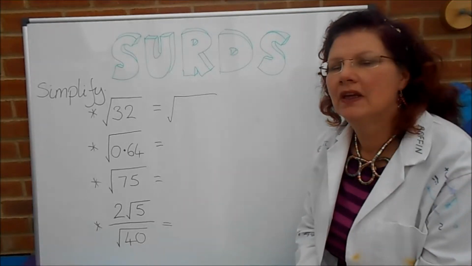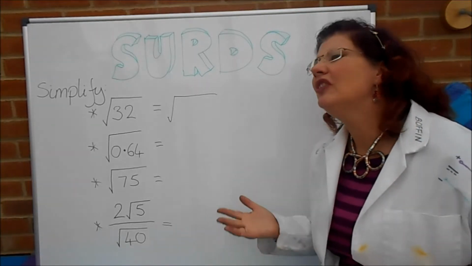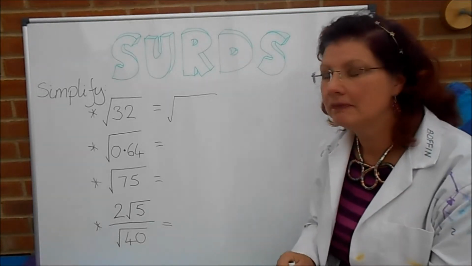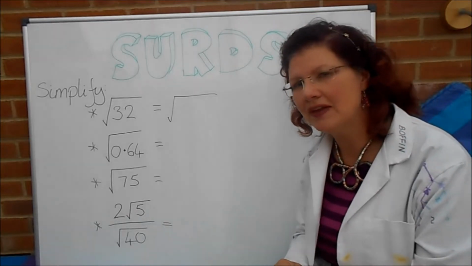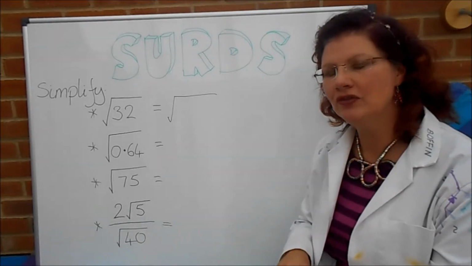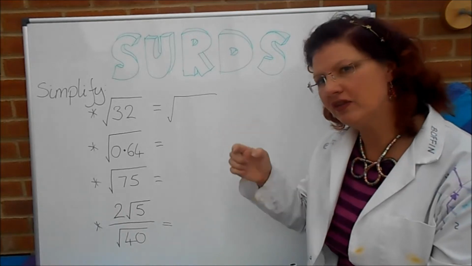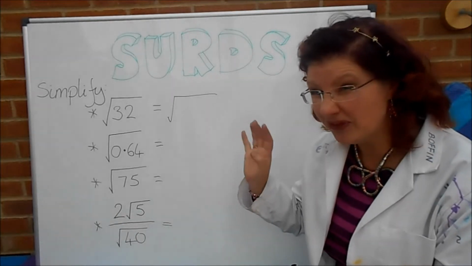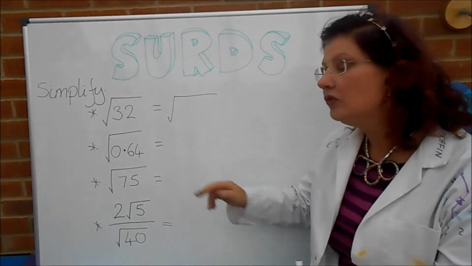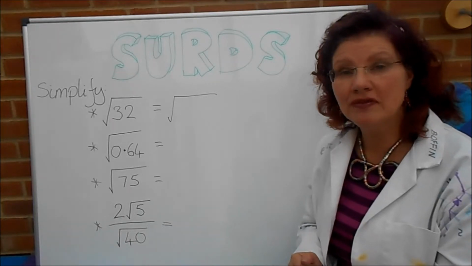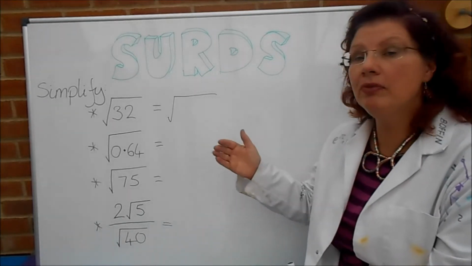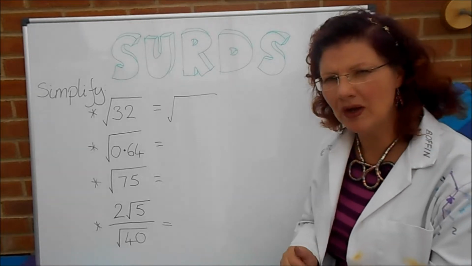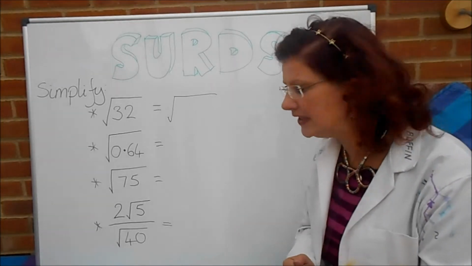For this one, you might think, how am I supposed to do the square root of a decimal? Well, you can always write that as a fraction. 0.64 can be written as something over something, and they're both squares. For this one here, square root of 75, that just simply splits up into something root something. I think you'll find that one quite easy. There's not many things that 75 splits into.